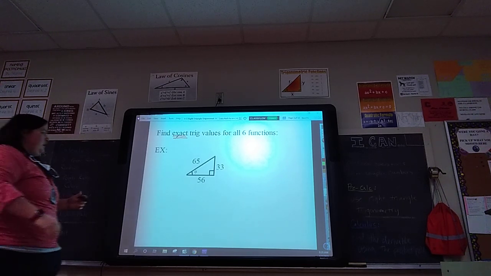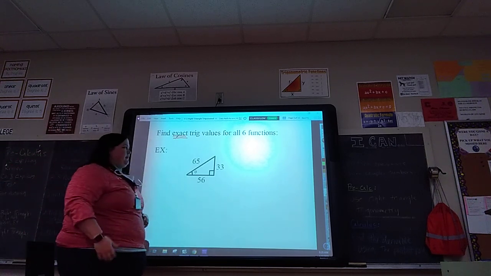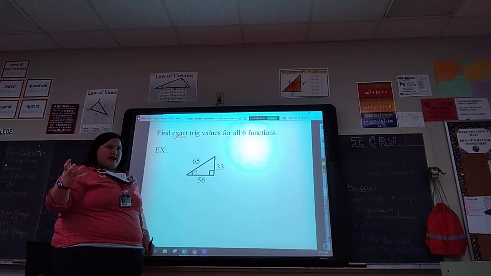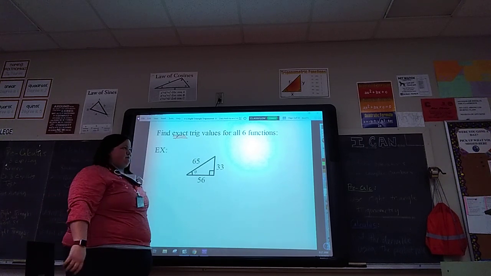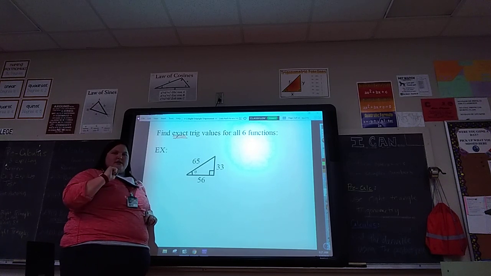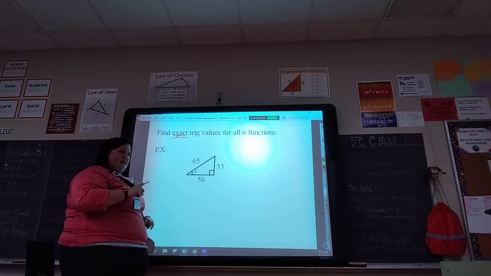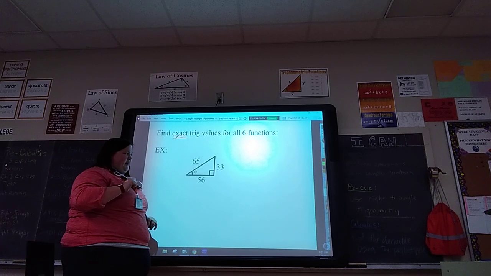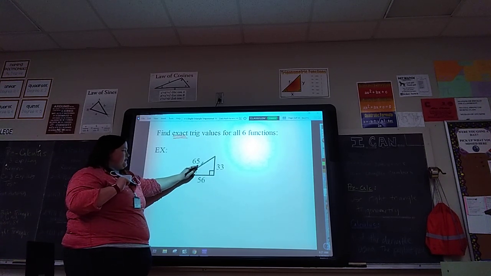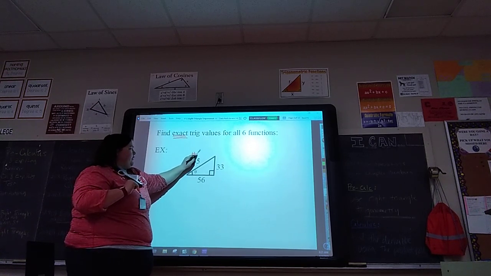Okay? So before I start labeling my 6 functions, I want to label the triangle so I know which side goes with what trig value. Alright, so the first side I always label is the hypotenuse, because that's the easiest one, because that one never moves. Which side would be the hypotenuse? The 65. Yep, it's always across from the right angle. It should also always be your biggest side.